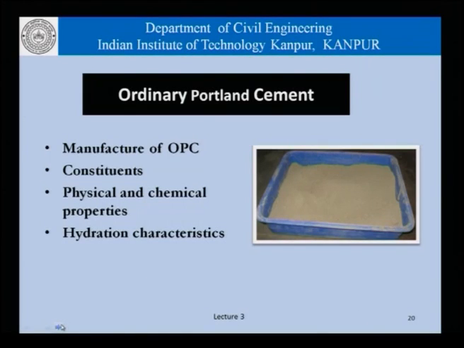Now, let's take a look at this picture of ordinary Portland cement. It's a very fine powder, usually gray in color. And what we will do in the discussion today, we'll talk about manufacture of the material, that's the manufacture of OPC. We'll spend some time talking about the constitution, the components of the ordinary Portland cement, and the physical and chemical properties. We'll spend some time, maybe today or the next day, on hydration characteristics of cement.